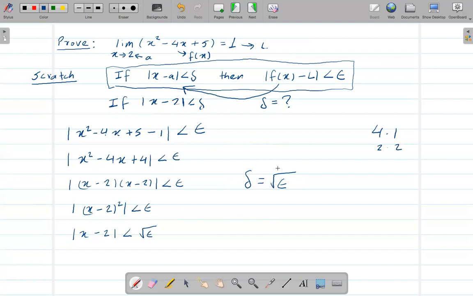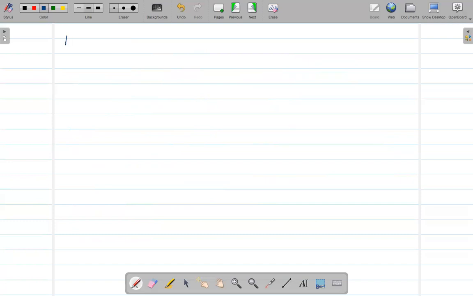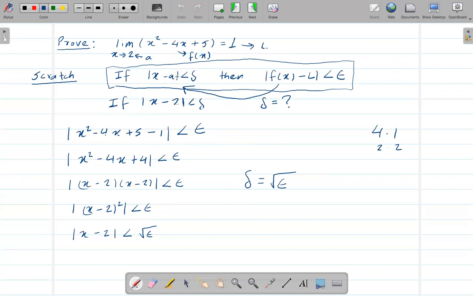So once we get this, again, like I said, the scratch work should be clear like this. It has to be in a systematic order so that I can see exactly what you're doing to get the value of delta. So after this, our actual proof is going to start from here. Now the actual proof is going to go from here to here.